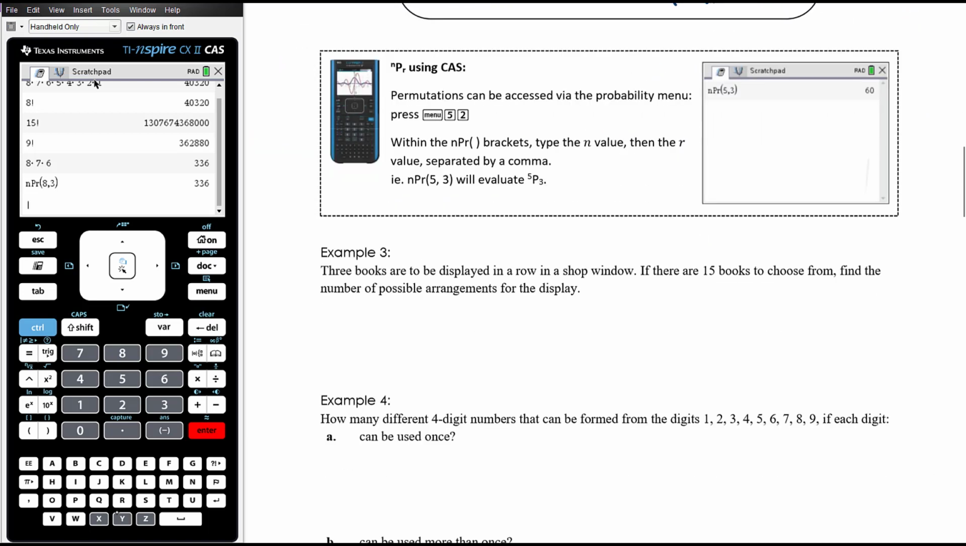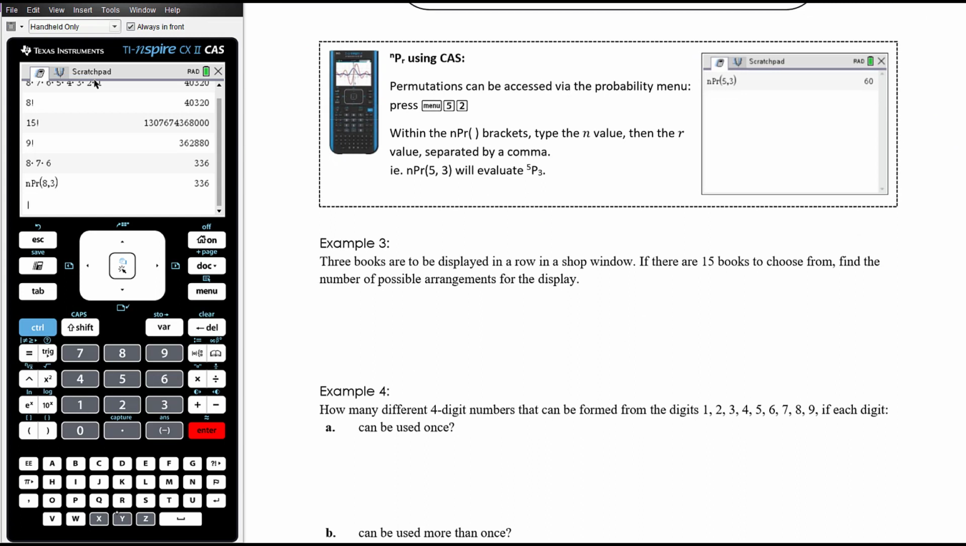Okay, so 3 books are to be displayed in a row in a bookshop window. If there are 15 books to choose from, find the number of possible arrangements for the display. Okay, so we could say we have 15 things that we want to arrange or permute into 3 different positions, as we want 3 books. So we could do nP3.